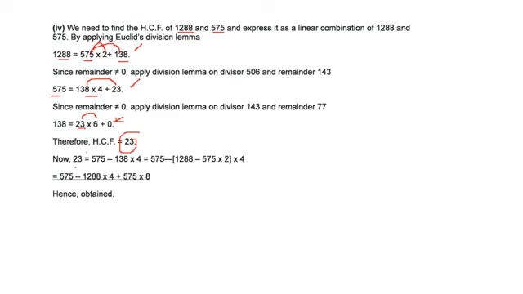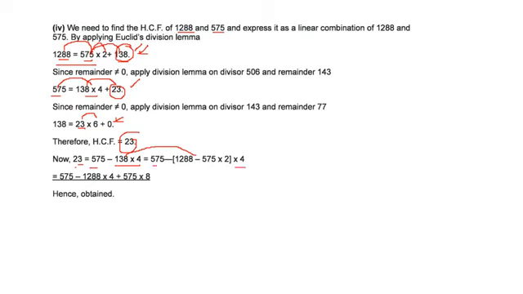Now 23 can be written as what? How do we get 23? It is simply 575 minus 138 into 4. So 575 minus 138 into 4 is 23. Now how do we get this 138? 138 we got by 1288 minus 575 into 2. So in the place of 138 we'll write this. In the place of 138 we write 1288 minus 575 into 2. This 4 remains outside.